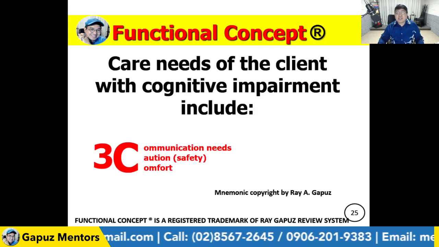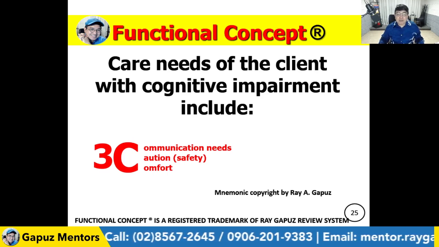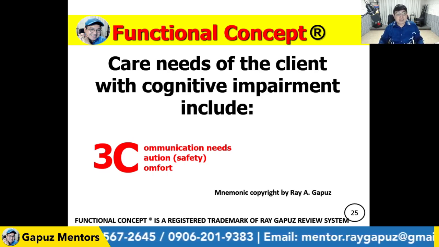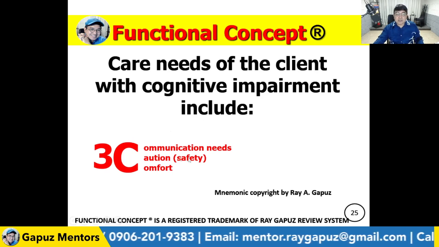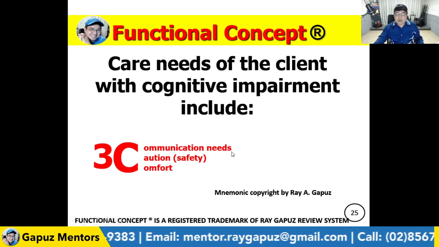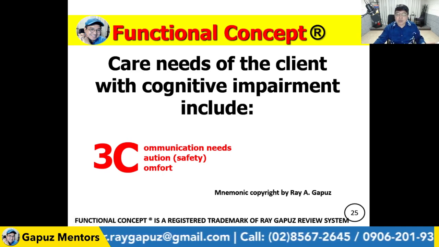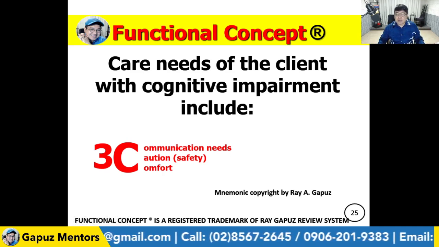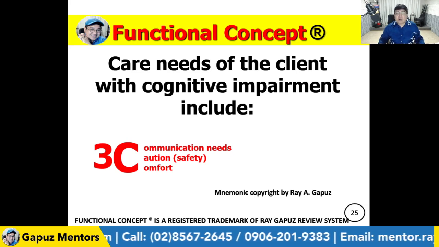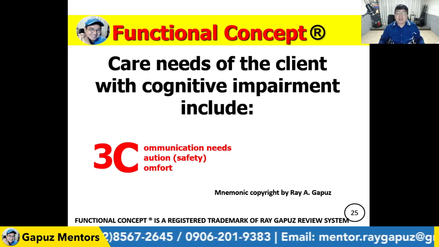So care needs of the client with cognitive impairment, those with wandering, include the 3 C's. Communication needs, because sometimes they have this condition in which they repeatedly say words without meanings. Okay, they have perseveration. Okay, caution, which means promote their safety, and comfort.